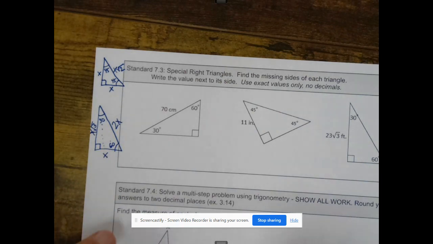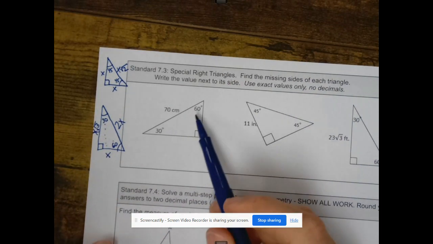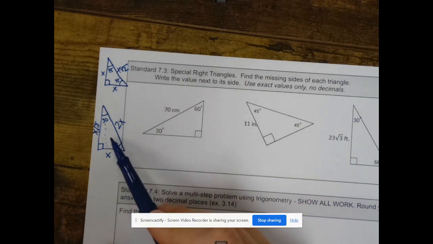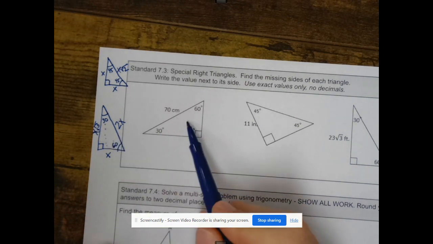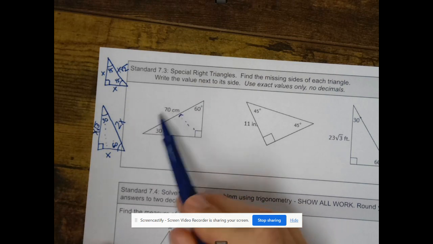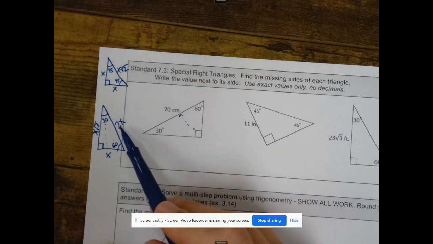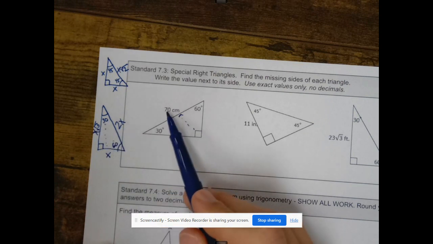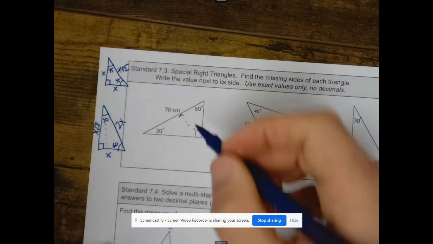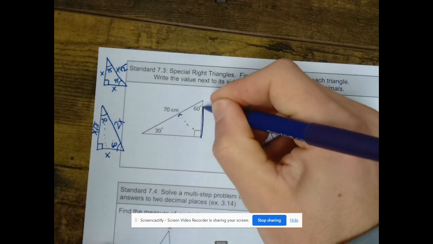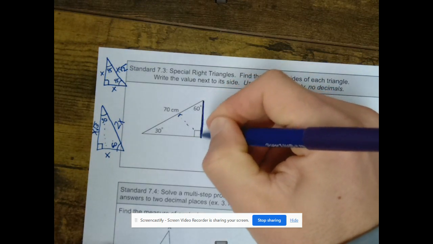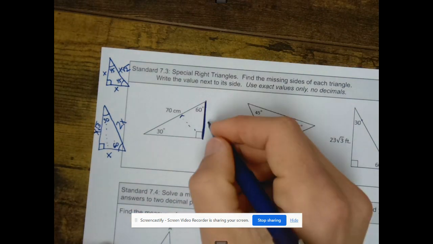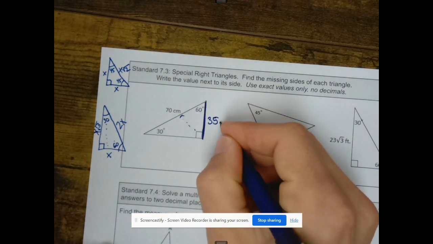First step, look at the triangle, identify. Well, which pattern is it? 30, 60, so it's this pattern right here. What side am I given? I'm given the hypotenuse, so I know that this is the 2x side. Okay. So 2 times my x number equals 70. So my short leg right here, opposite 30, is half of 70. So this side must be 35 centimeters.